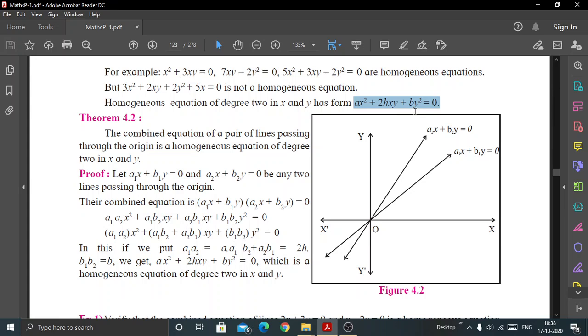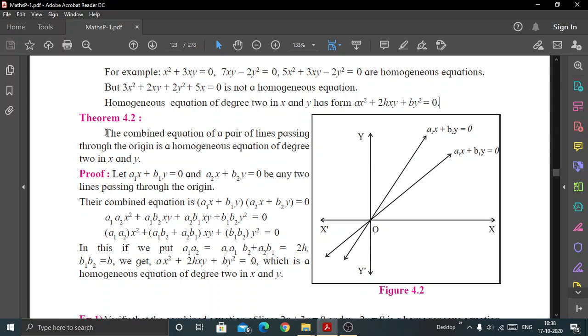Next, consider the term b y square. Here b is a constant term, the variable is y square, therefore the degree of the term is 2. Now observe the three terms. We get the same degree, that is 2, 2, 2. Therefore, it is called a homogeneous equation of degree 2 in x and y, where a, b and 2h are constant terms. Okay, I think you have understood it.